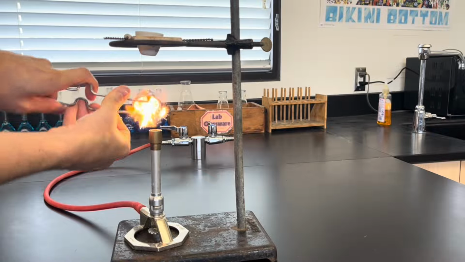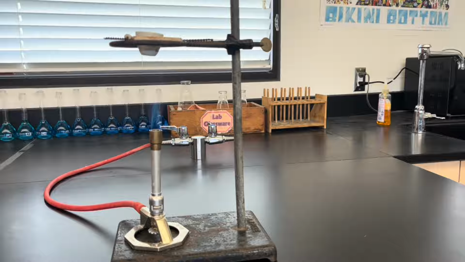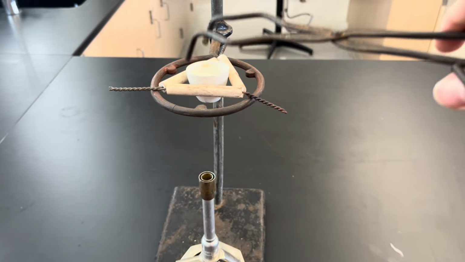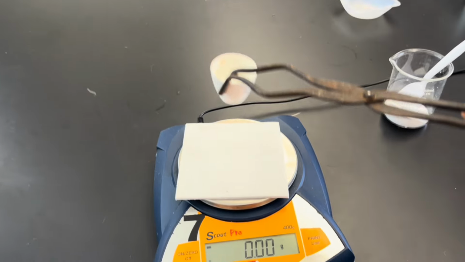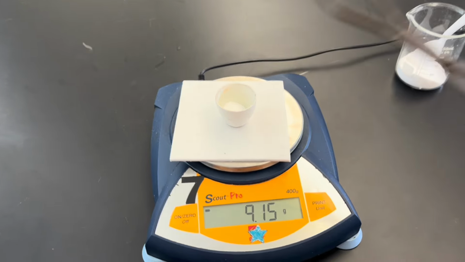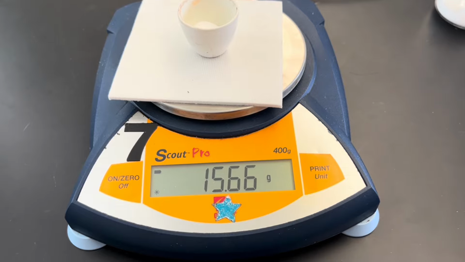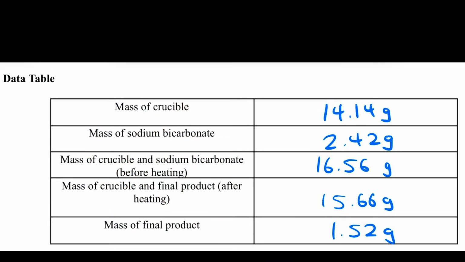We will heat up the crucible with the baking soda for approximately 10 minutes until the decomposition reaction goes to completion. Once the crucible has cooled for 5 minutes, we will take the mass of the crucible and its contents, which gives us a mass of 15.66 grams. Here is the data from our lab.